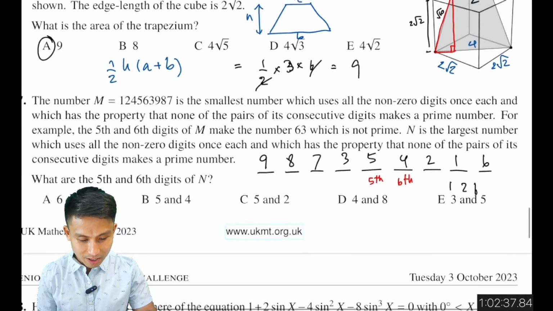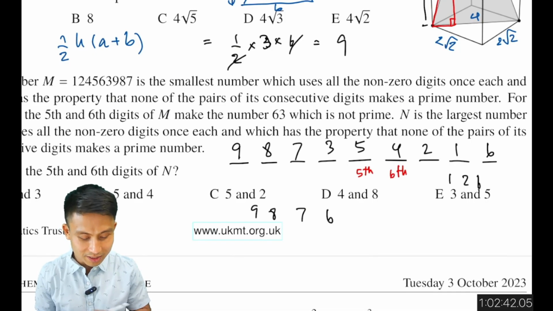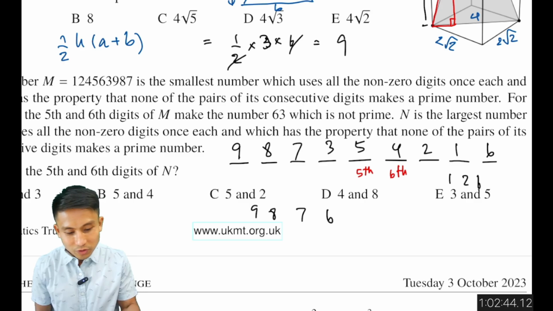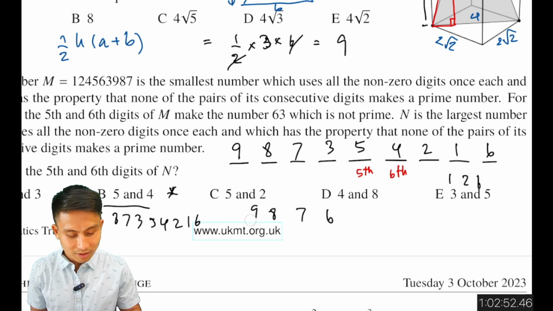Well, let's do something else. Let's say I have 6 here. So we see that 5 and 4 might be possible, and I get 6, 8, 7, 3, 5, 4, 2, 1, 6, right? But what if I still have the 6 here?